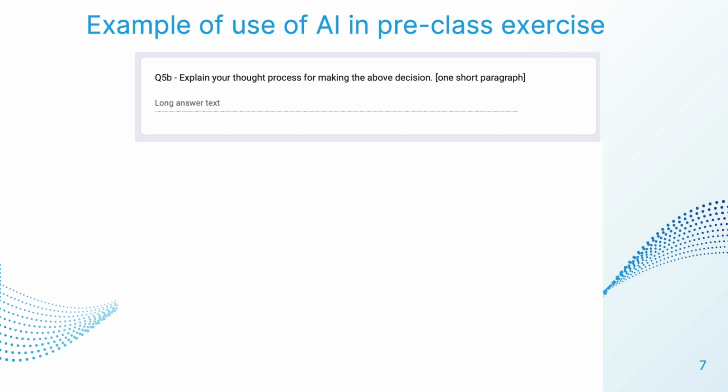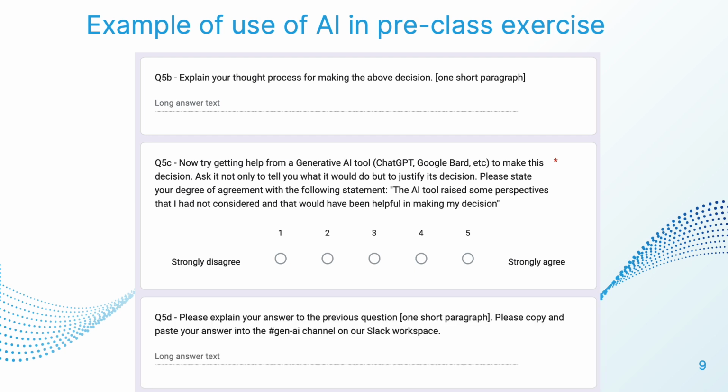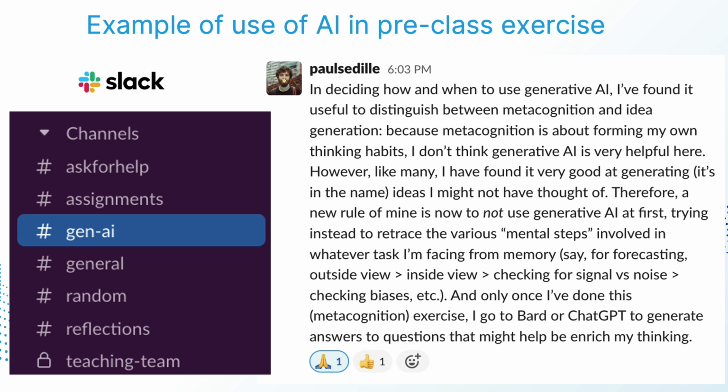So just to be super concrete, here's one example of a pre-class exercise. The course in question is a course on decision making, or part of it is. So I asked the students to make a decision. The first question is to justify their decision. And then the third question is to get to their decision and use ChatGPT or generative AI to see if it adds any insights to what they have actually done. And so they have this statement of strongly agree, disagree, and then they get to reflect on whether it has helped them or not. And then, we have a Slack channel on generative AI where we're all sharing what we're learning.